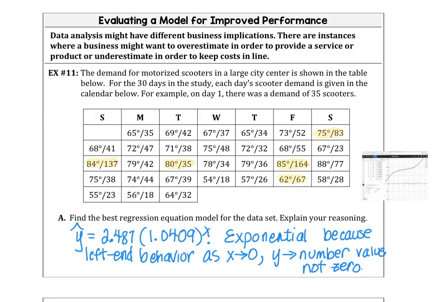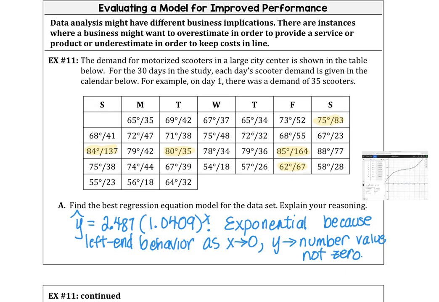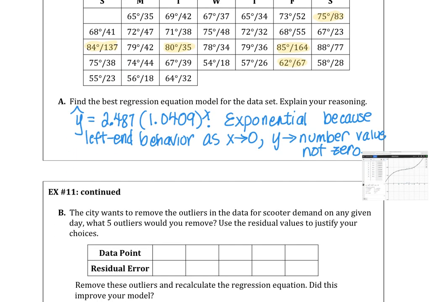Without knowing anything, I looked at the scatter plot first and found that it seemed exponential. So I used that and compared the residuals. I don't have the graph for that, but I did get the best regression equation model, and I've written my answer from Desmos here. I said the reason exponential was best was because of the left-end behavior: as x went to 0, the y value went to a number value, not to 0.